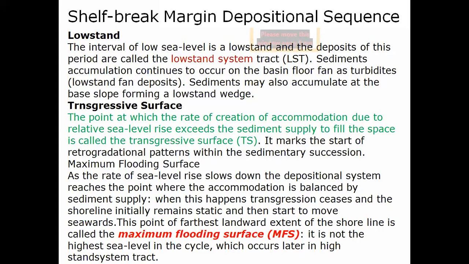So here again you can see there might have some balance in the supply of sediment and the sea level rise. And the similar phases will follow. That means the deep water phases will be followed by deep water, and shallow water phases will be followed by shallow water.